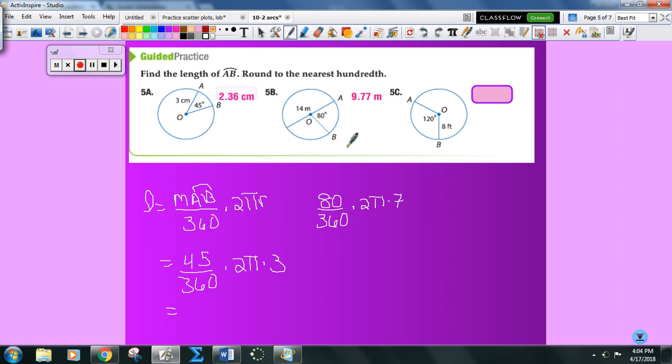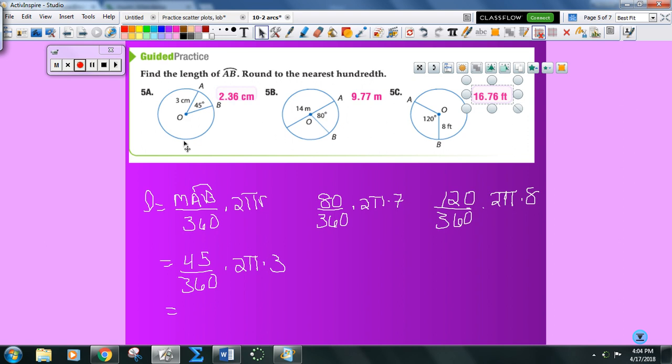The last one, again, I'm doing the same formula. So it's 120 over 360 times 2 pi times 8. I perform that calculation on my calculator, and it's 16.76 feet. Notice the length of the arc is in centimeters, meters, or feet, just like circumference. The measure is in degrees.